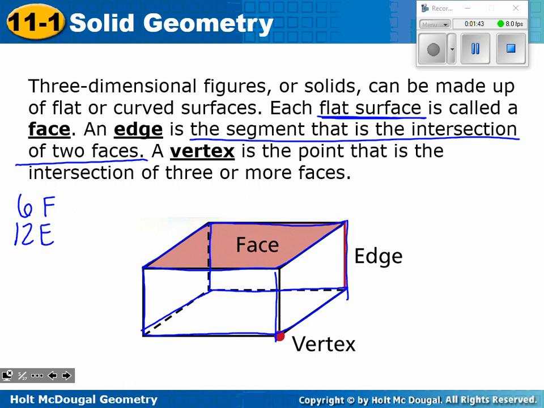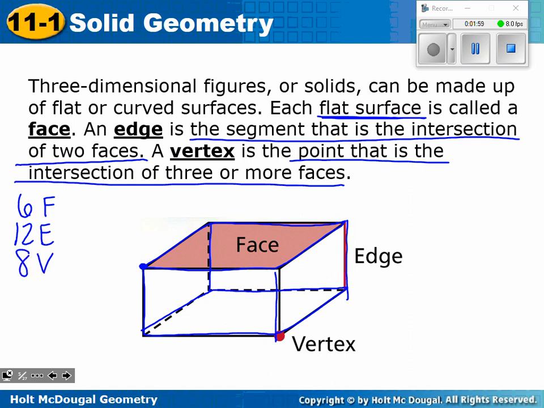All right, vertex. Vertex or vertices, plural, is the point where 3 or more of your faces come together. So it's going to be these little points here. And how many vertices does this have? 8. So 4 on the top, 4 on the bottom, so 8 vertices.